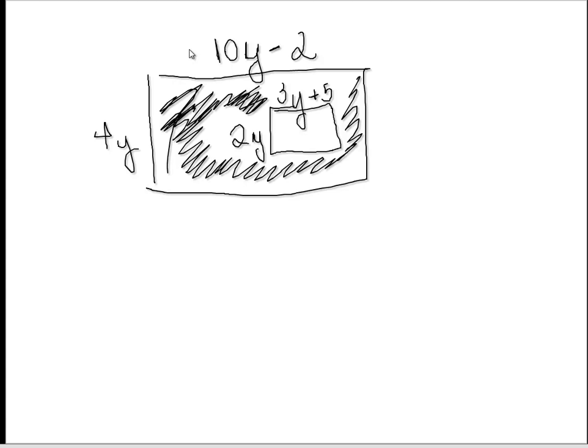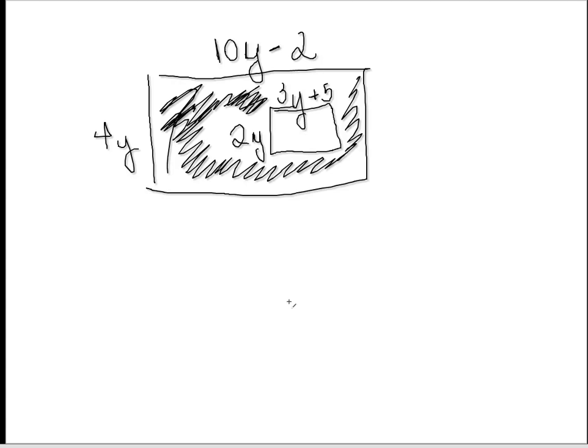I tried to draw a picture similar to the one in your assignment. We're trying to figure out the area of the shaded region. We have a rectangle within a rectangle. The first thing we need to do is figure out the area of both of those rectangles. So let's figure out the area of the big rectangle.